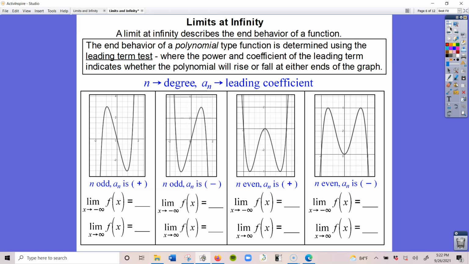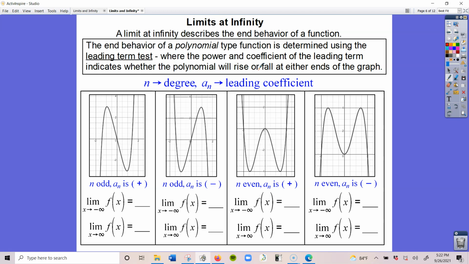Now, if your polynomial has n degree and an leading coefficient, n is always the degree, which is the highest exponent of your polynomial, and where you see an, it says leading coefficient. It is the number that is attached to the variable with the highest exponent. So a little trick here is the degree or the sign of the leading coefficient will tell you what the right side of the graph is doing.